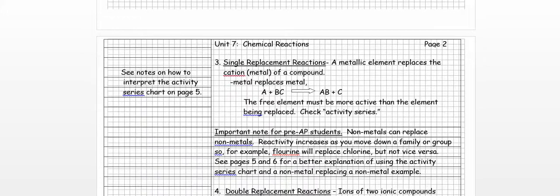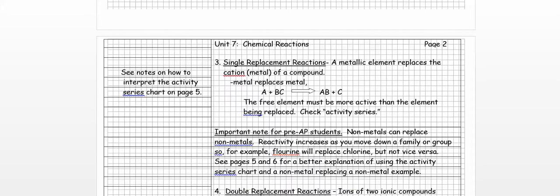The third one is called single replacement. I'm just going to give a brief introduction to single replacement because there's actually quite a bit to it, but I wanted to start at least here, and then we'll go on later on. It says see notes on how to interpret the activity series chart on page 5. So once we get to page 5, you'll know how to interpret something called an activity series. But let's just get the basics here.